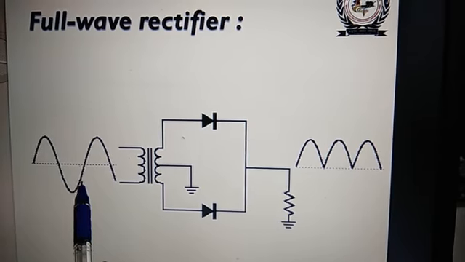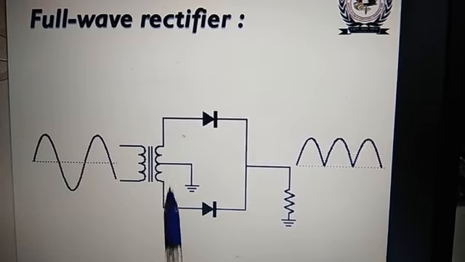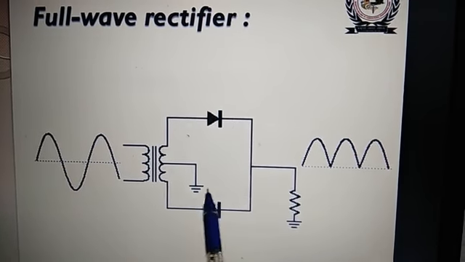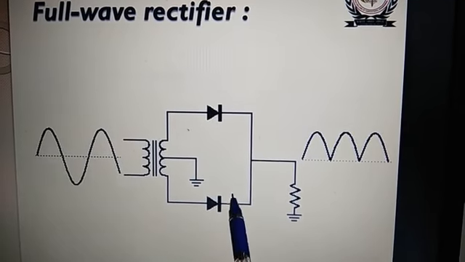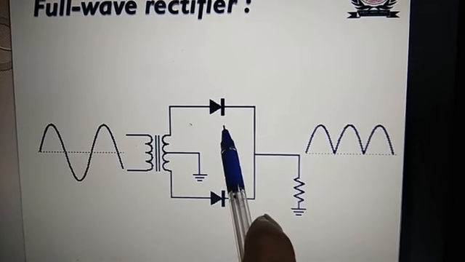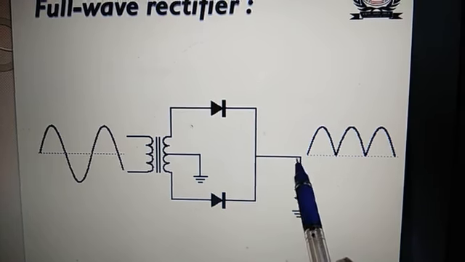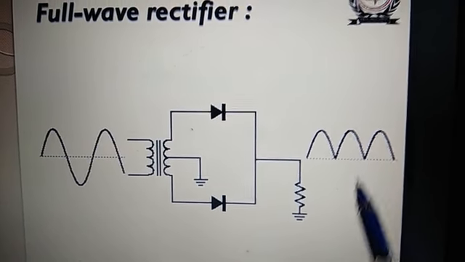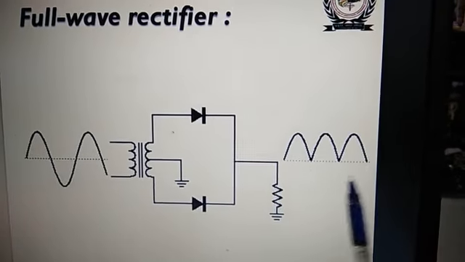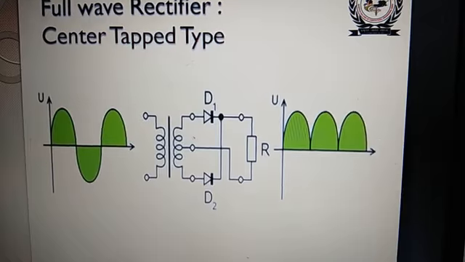In the negative half cycle, this will be negative and this will be positive. It is 180 degrees out of phase. So diode D2 will conduct and current will flow like this, and again you will get the positive output. So in the first half cycle diode D1 will conduct, and in the negative half cycle diode D2 will conduct. In the complete cycle you will get the output in the same direction. This is called the full wave rectified output. Since it is still a pulsating output, it is not a pure DC.